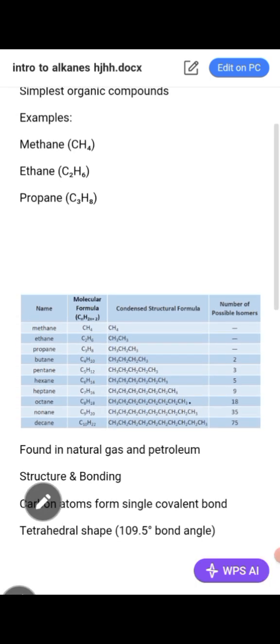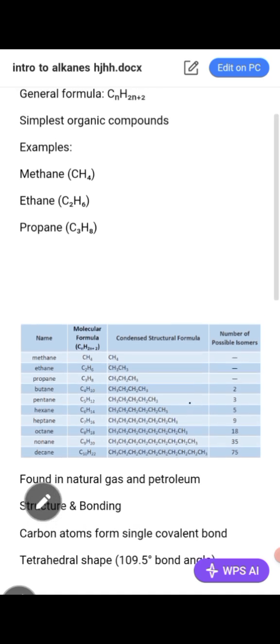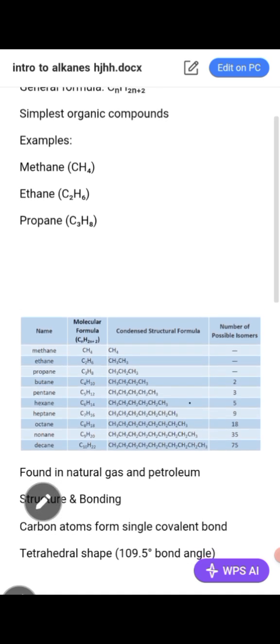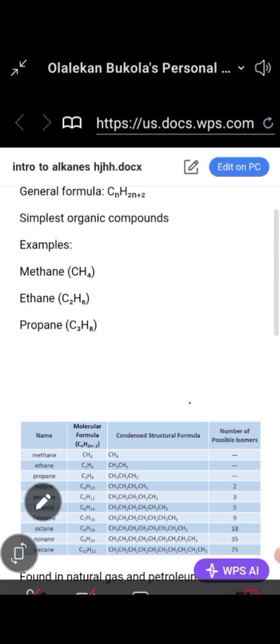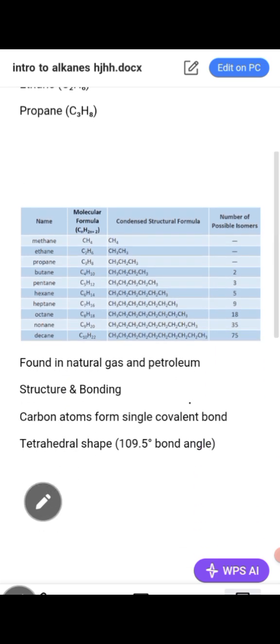Okay, so now we have some examples of alkanes. The simplest alkanes are methane, ethane, and propane, and they are mostly found in our natural gas and petrol. Methane is the carbon one. Ethane is carbon 2, has C2, has 2 carbon. Propane has 3 carbon. So they are mostly found in our natural gas and in petroleum.